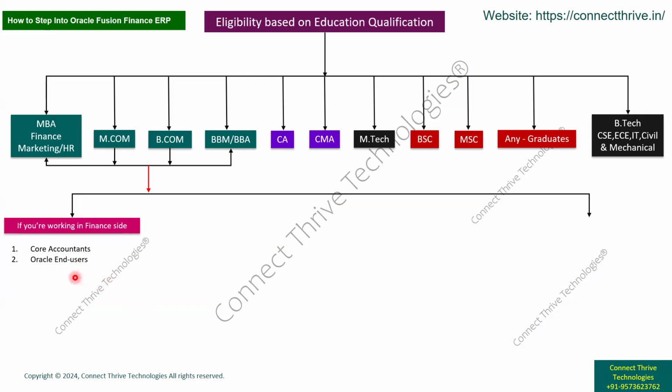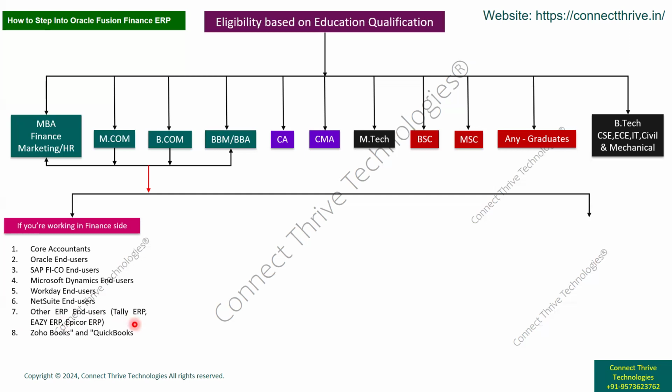Next, end users, which is most important here. Many students and professionals are working as Oracle end users, SAP FICO end users, Microsoft Dynamics end users, Workday end users, NetSuite end users, and other ERP end users like Tally ERP, Easy ERP, Epicor ERP, Zoho Books and QuickBooks. These are all ERP tools. If you are working as an end user on these tools and you learn this course, you can become a functional consultant.